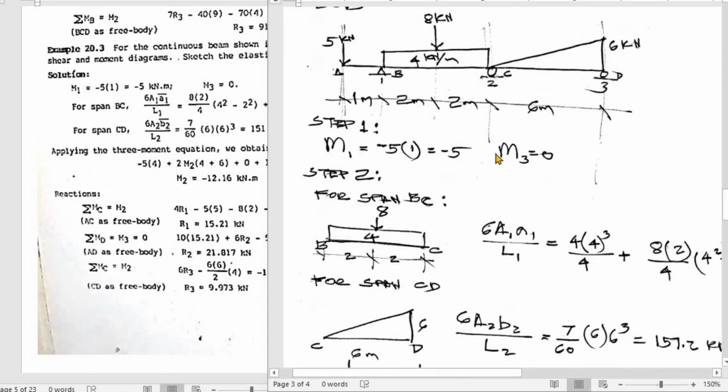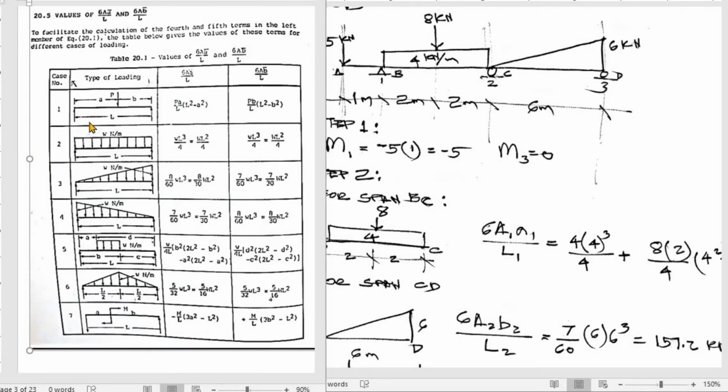And then, step 2, solve na natin yung mga 6A all over L. This time, ang i-consider natin is spans BC and CD for span BC, yan yung gagamitin nating L1. Notice na dalawa ang kanyang load, concentrated tsaka uniform load.